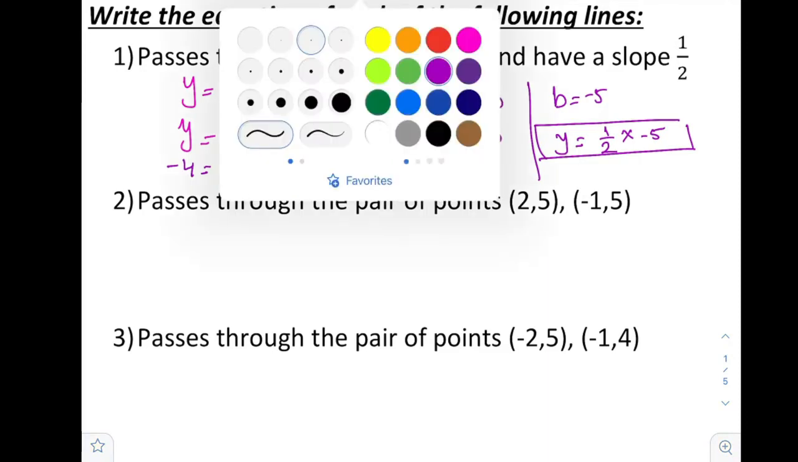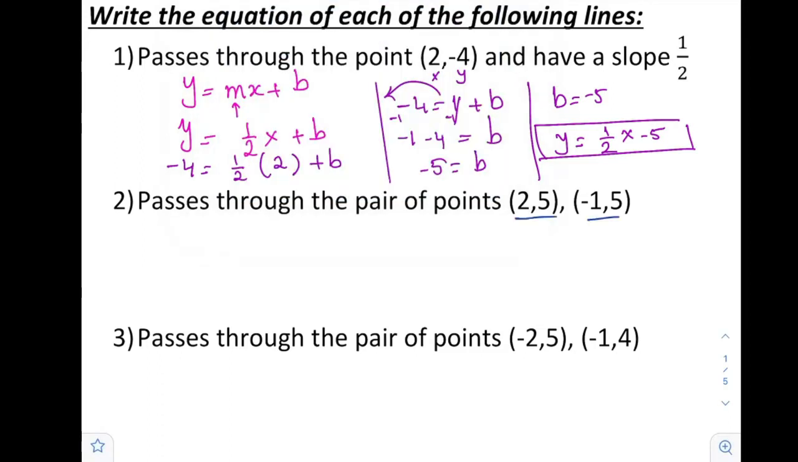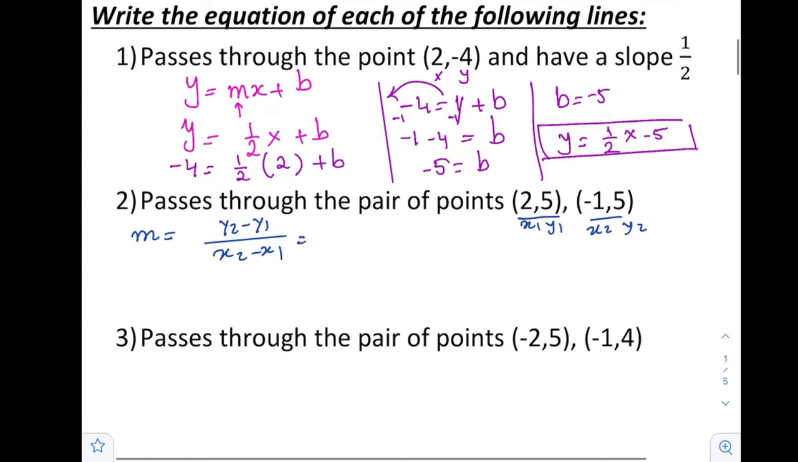Question 2. Write the equation of the line that passes through the pair of points. We don't have the slope given directly, so we need to find it. So we will apply the formula. Remember, you can name this x1, y1, this is x2 and this is y2, and we will replace. 5 minus 5 over minus 1 minus 2. 0 over minus 3 is 0.